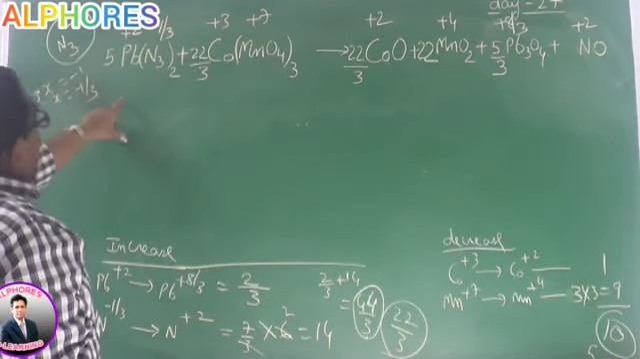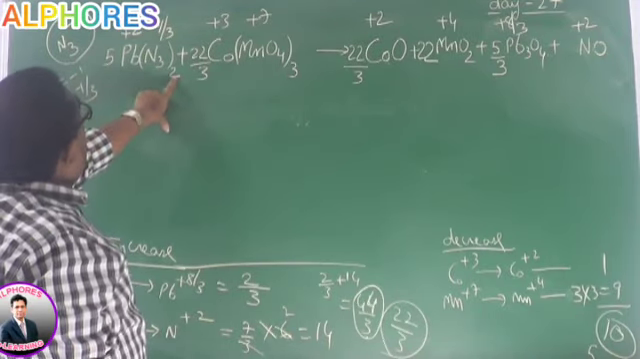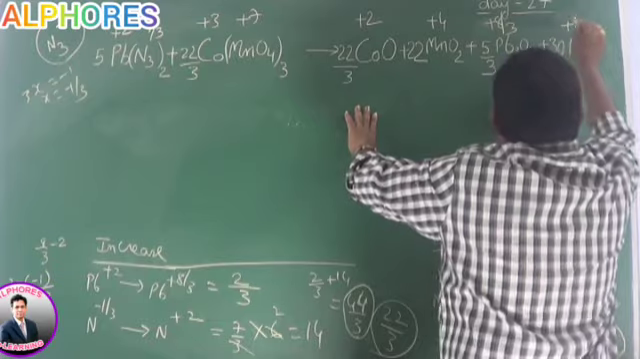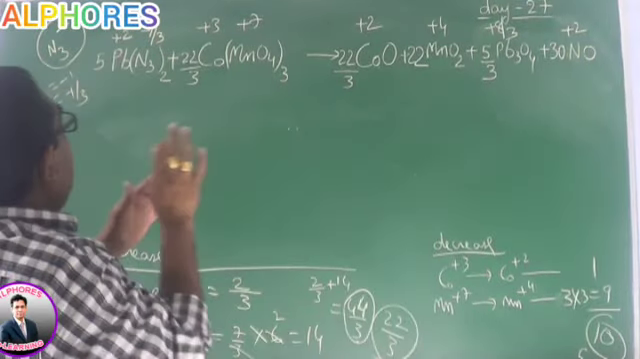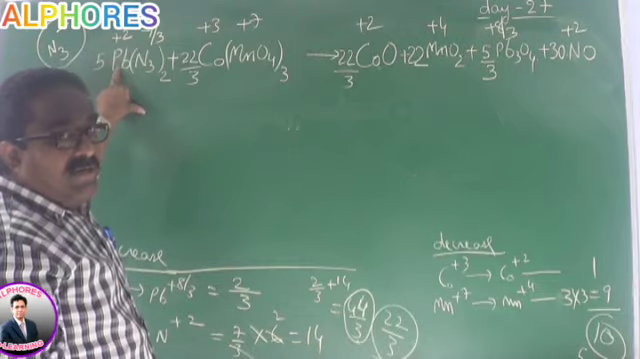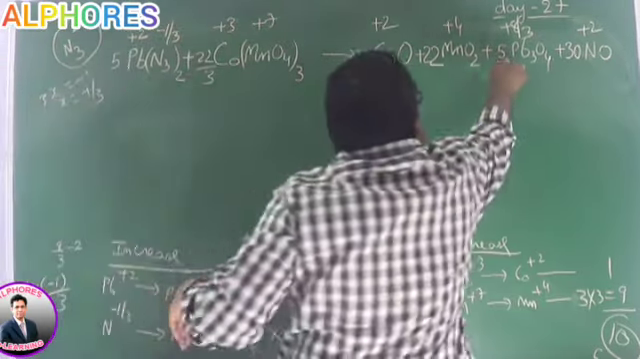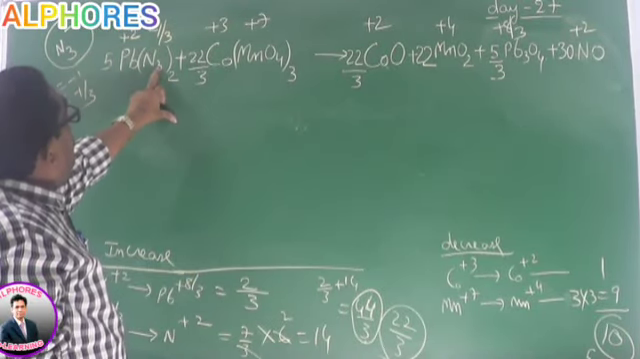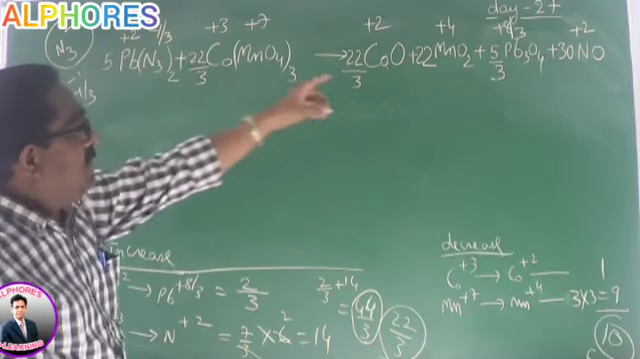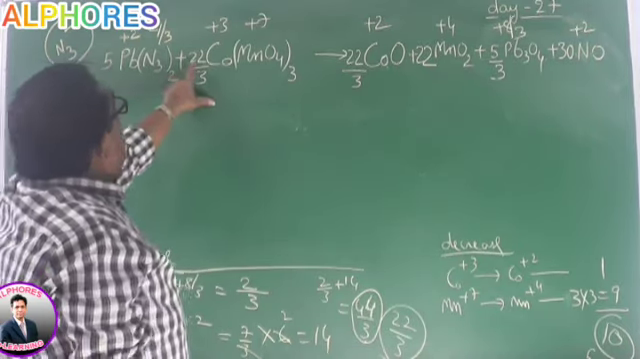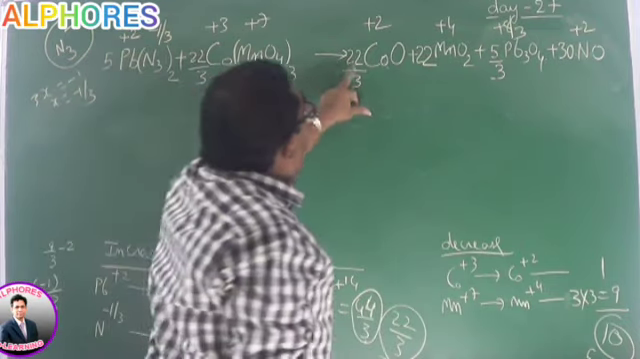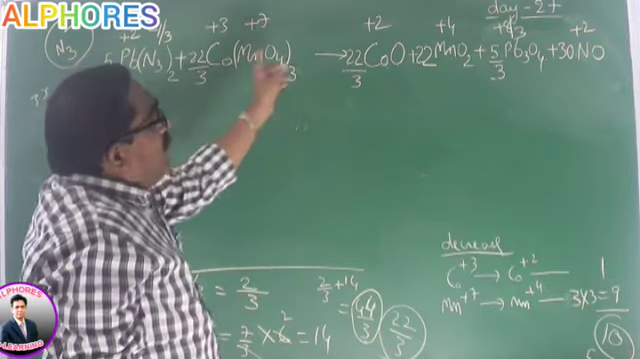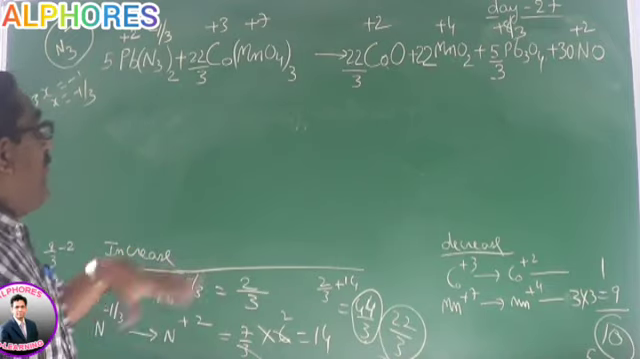Balanced. Next I am going to balance nitrogen. 2 3s are 6, 6 5s are 30. So you write here 30. Let me check whether all the things are balanced or not. 5/3 into 3, 5 lead. 5 into 2 3s are 6 into 5, 30 nitrogens. 22/3 cobalt. 22/3 into 3, 22 manganese. So I have balanced it.